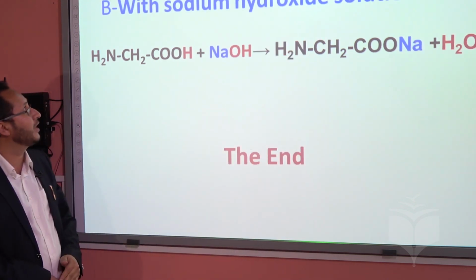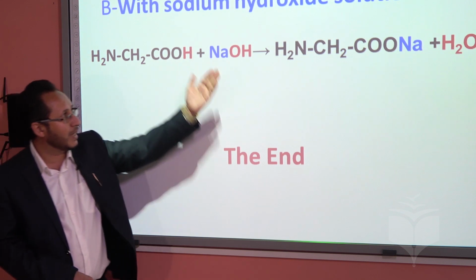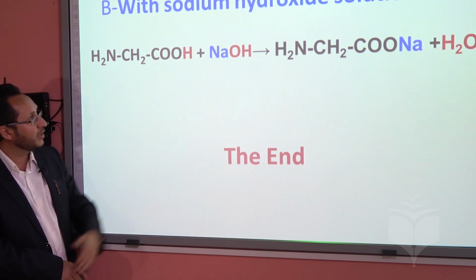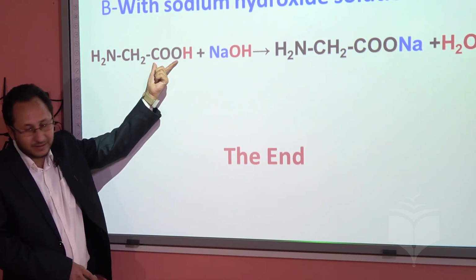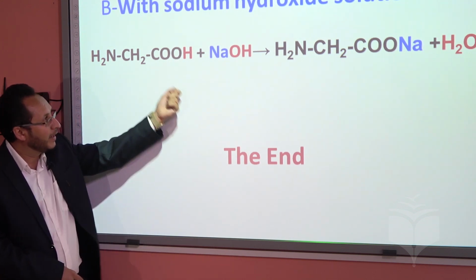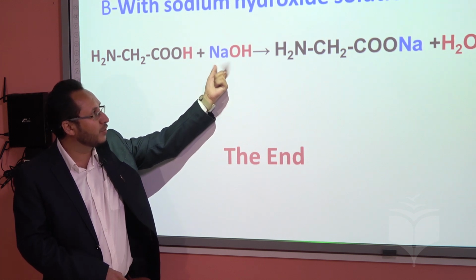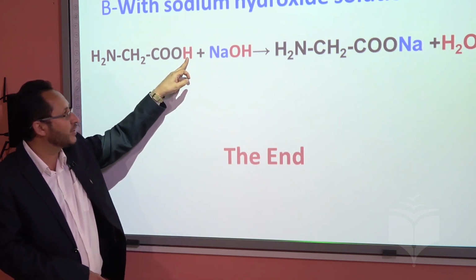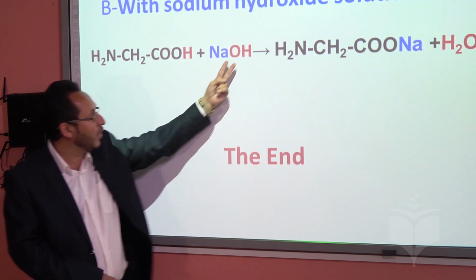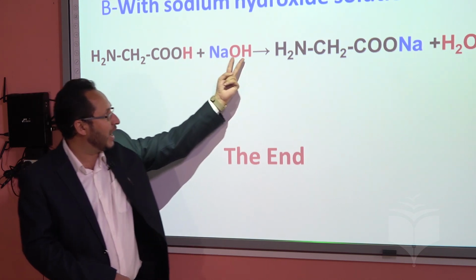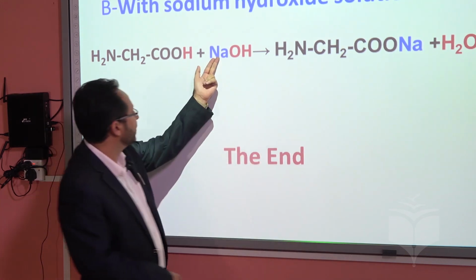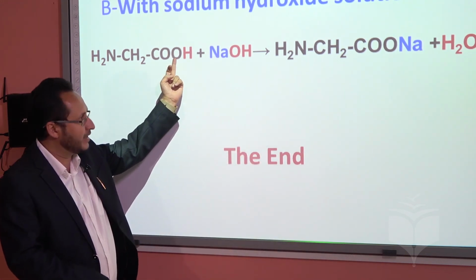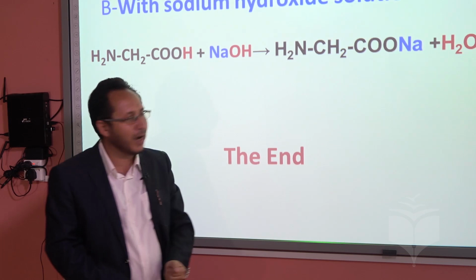Now the last reaction is with sodium hydroxide solution. With sodium hydroxide, this is base, and also this is acid. So the acid group reacts with the basic group. You have to remove H from the acid and OH from the base, H and OH as H2O. What remains here is Na, it replaces H and gives us this compound.